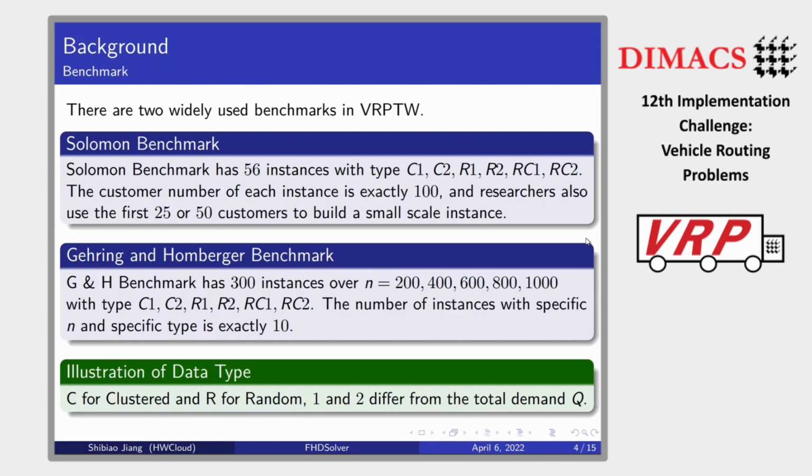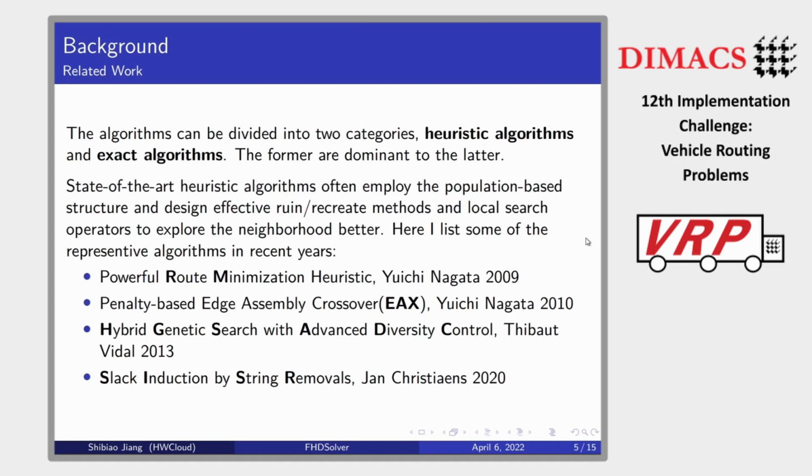And the second one is the GNH benchmark. It has 300 instances over n equals 200, 400, 600, 800, and 1000, with also 6 types. You can calculate that the number of instances with a specific n and a specific type is exactly 10. Okay, let's move on. Now let me tell you about the related work.